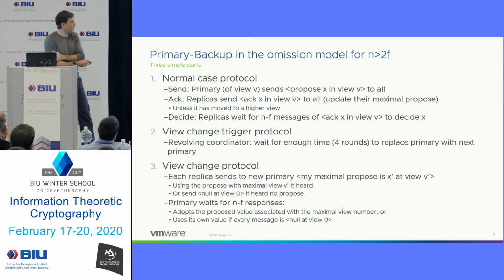Okay? And the new primary waits to hear from n minus f of the other replicas. In particular, each replica says, here's the highest proposal I've ever heard. And the primary chooses the highest one, or 0, and it uses this value when it sends a propose. So the way it chooses this value x is by this rule over here.